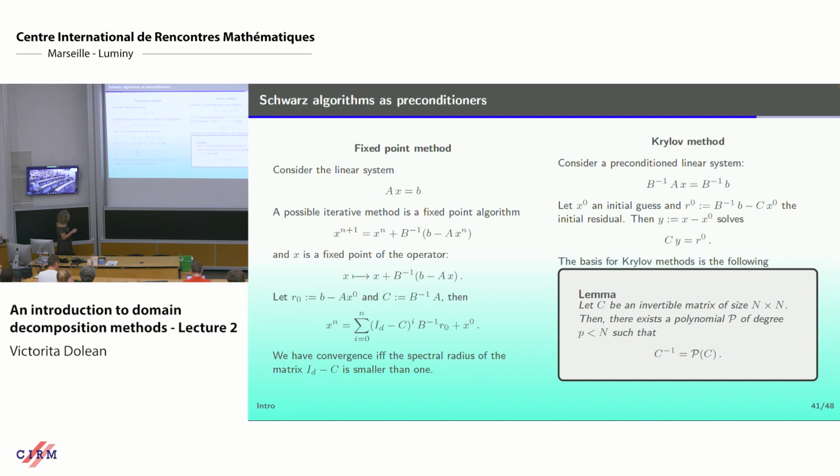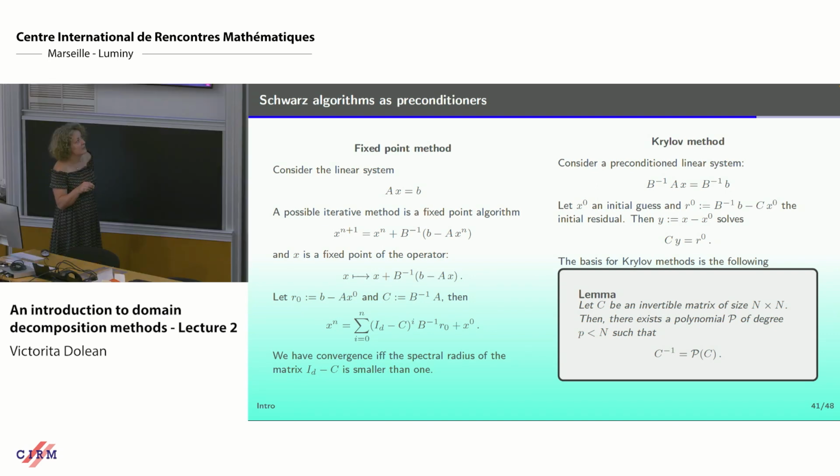Now let's rewrite this iteration a bit differently. First, let's define a residual. R0 is the initial residual of my method. And here C is simply the preconditioned matrix. So A is my original matrix and B is some preconditioner. C is the preconditioned matrix.